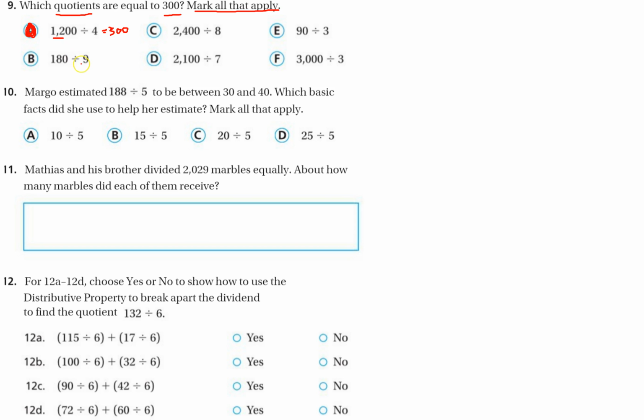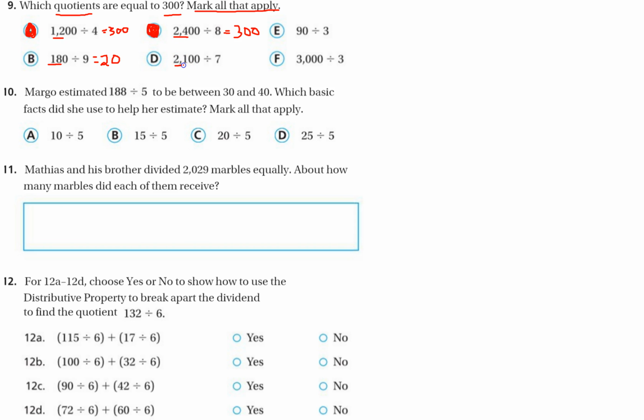And I check the next one. 9 goes into 18 2 times. I ignored 1 zero. 20. Nope. Doesn't equal 300. Okay, 8 goes into 24. Let's see. 8, 16, 24. Yep, 3 times. I ignored 2 zeros. So, yep, C works in this problem because it equals 300.